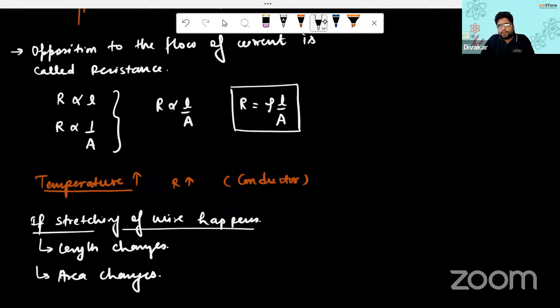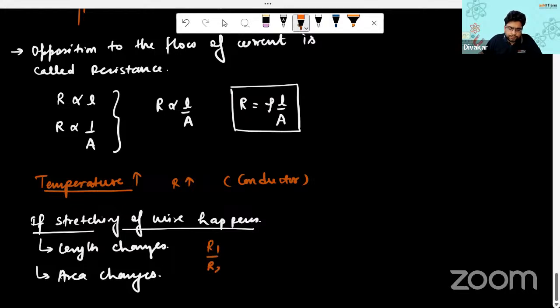So when stretching happens, you are trying to change the dimension of the wire without changing the actual quantity of the wire. So density is still the same, volume is still the same, mass is still the same. So if you try to increase the length, area will reduce proportionally. So if you say R1 by R2 is equal to L1 by L2, you are not right because you didn't take into consideration the change in area. So in these cases specifically, if they ask you the ratio of resistances, then that will be equal to L1 by L2 whole square, and that will be A2 by A1 whole square.